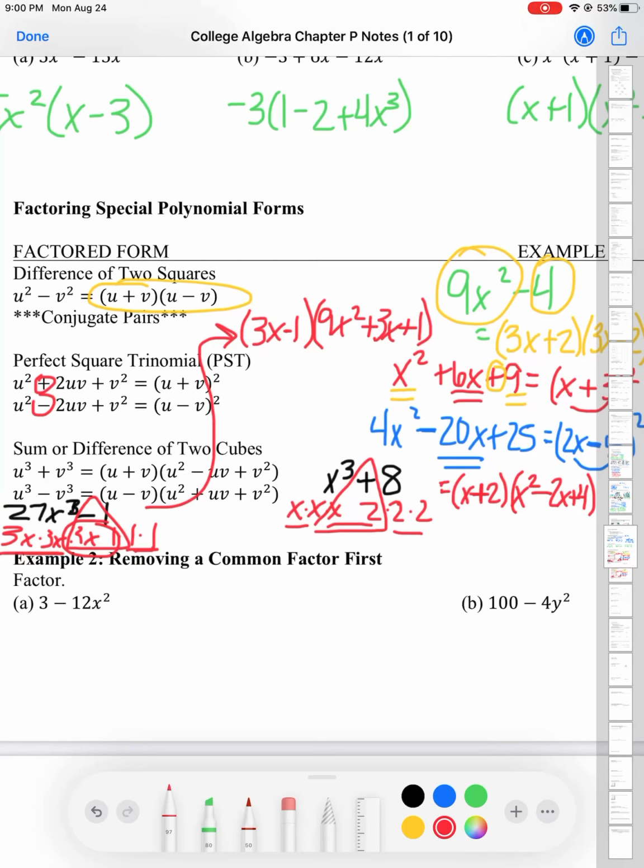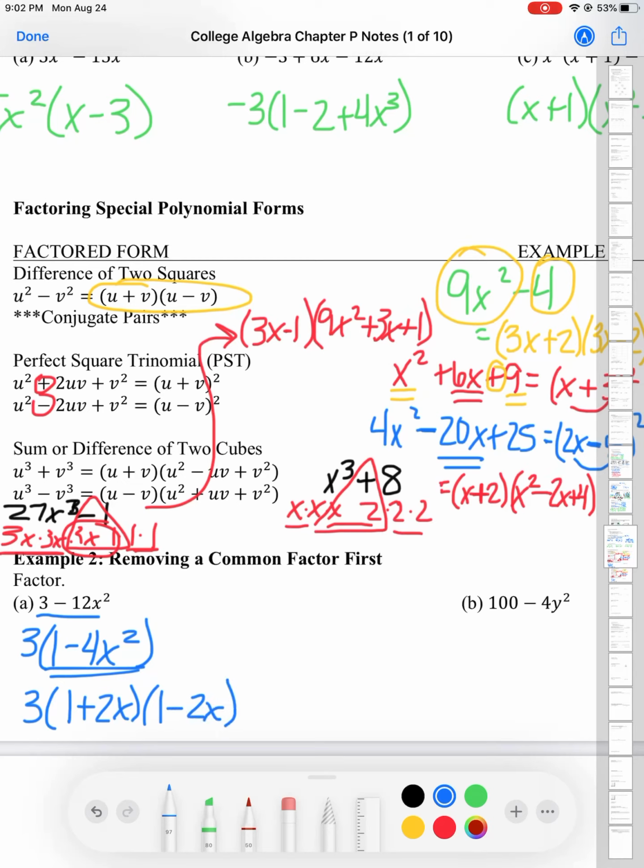So now we have some examples. Removing a common factor first. So that's telling us that maybe first there's a GCF and then maybe we can factor it farther. So first I see a 3 that can be factored out. So 3 times 1 minus 4x squared. Now I notice that that is a difference of two perfect squares. So 3 times 1 plus 2x times 1 minus 2x.